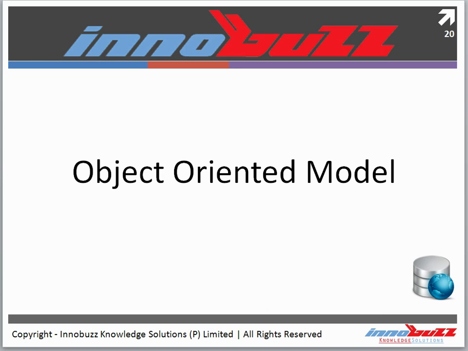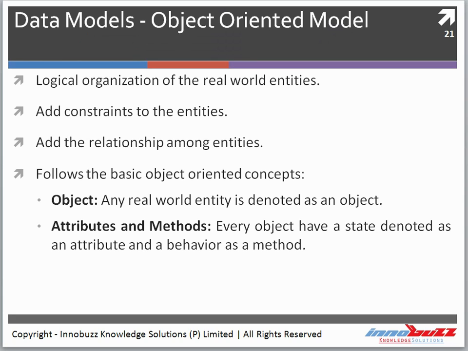Object-oriented model. The object-oriented model is a logical organization of the real-world entities. This model has constraints and relationships among entities. It also follows the basic object-oriented concepts like object, attributes, and methods. An object is an entity of the real world. An object is defined by its attributes and methods.